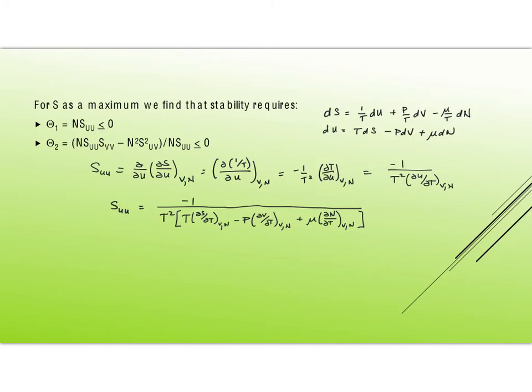But v being held constant means that dv dt is going to be 0. N being held constant, dn dt will be 0. And this is just c sub v. And so we find that s sub uu is going to be negative 1 over c sub v t squared. Now we require that this be less than or equal to 0. And if it's less than or equal to 0, well, I've got a minus here. This is going to always be positive because of the t squared. And so therefore what I'm requiring is that c sub v must be positive for all values of t.